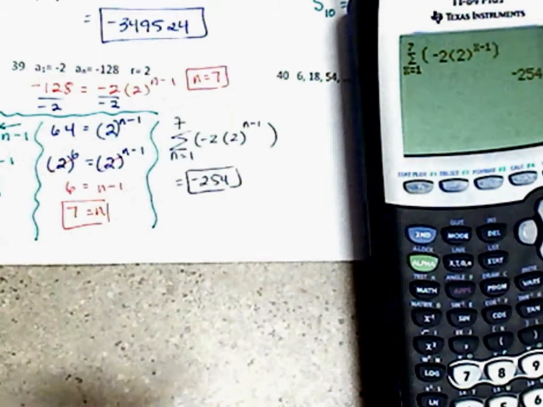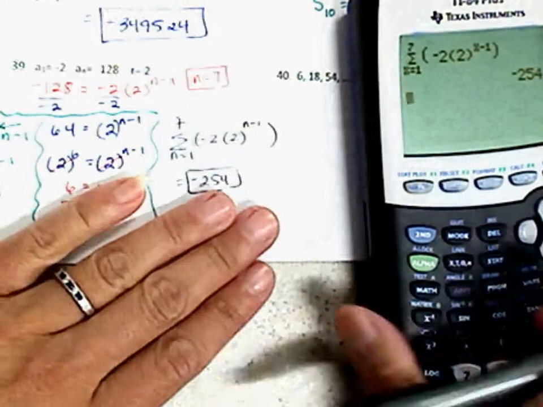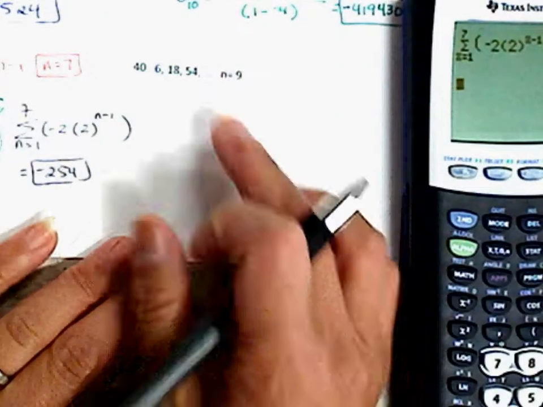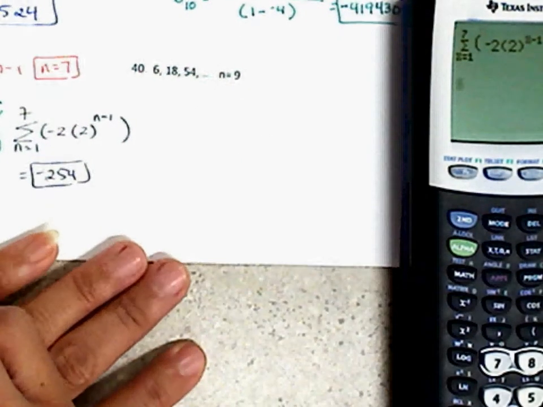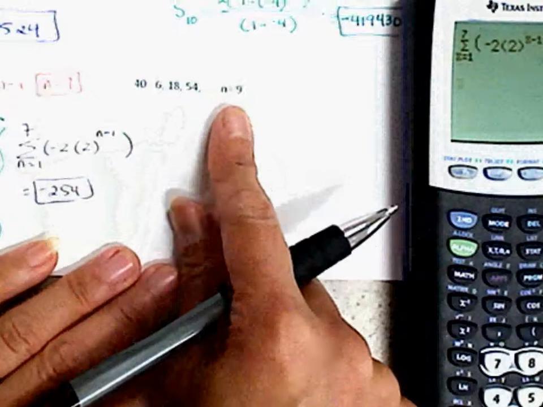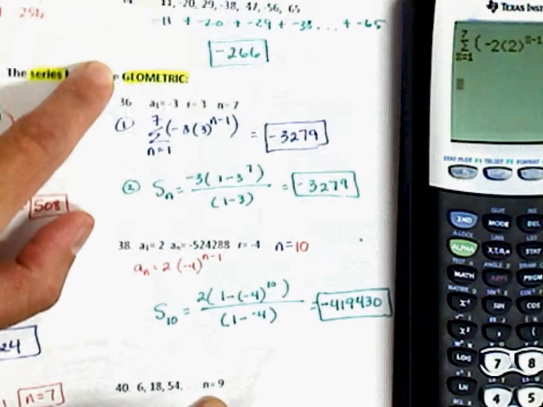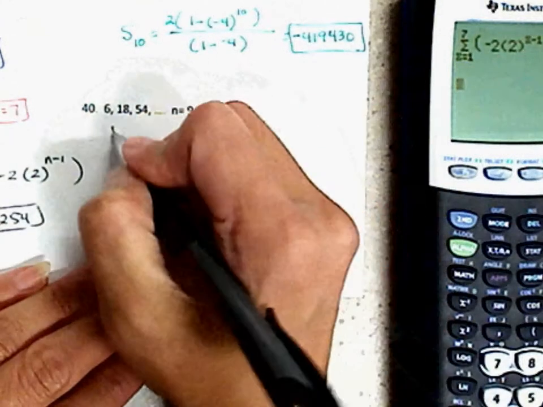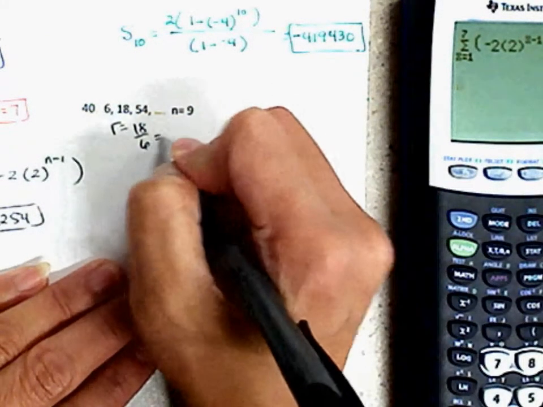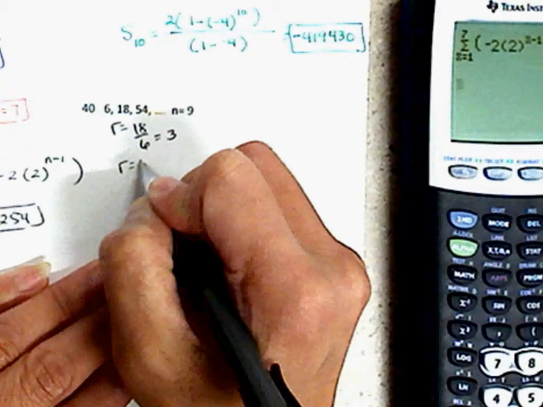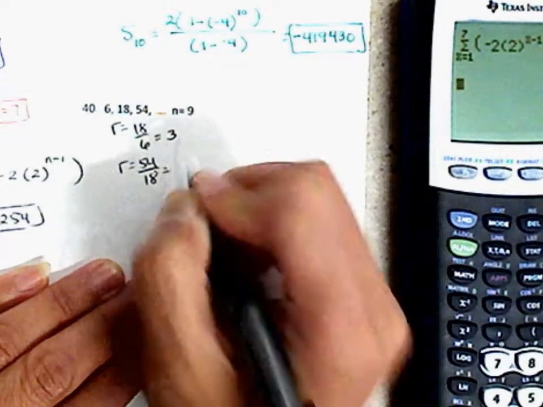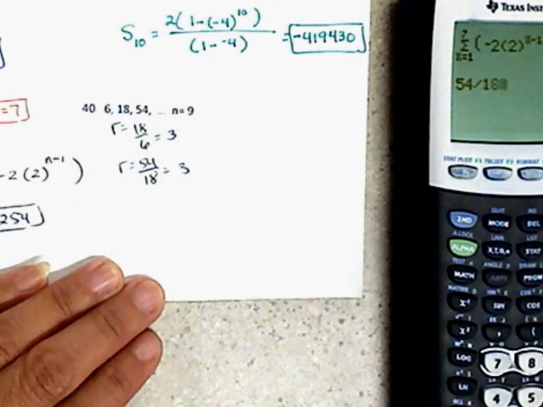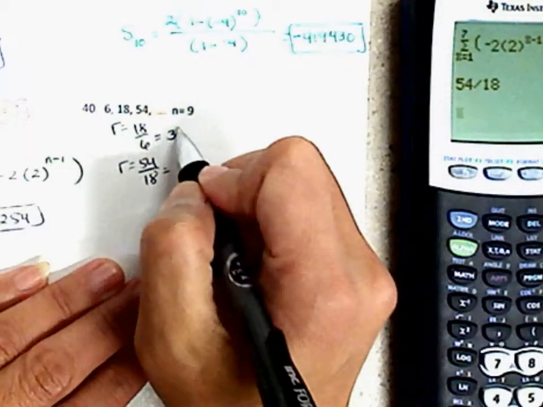All right, number 40. Okay, I have an n, but I don't know what r is. And I know I'm going to go r. Why? Because it says right up here it's what? Geometric. Okay, so let's find your r. 18 divided by 6 is 3. 54 divided by 18 is 3. Yep, all right. So your r is 3. Here we go. And there's your first term.